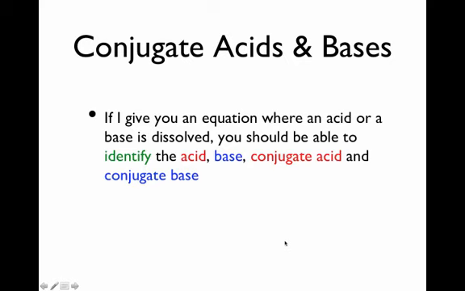So, just to emphasize what I want you to be able to do, if I show you an equation, like the one on the previous slide, where there's an acid and a base dissolved together, and I show you the products on the right side of the equation, you should be able to figure out who the acid is, who the base is, and what their conjugate acids and bases are.